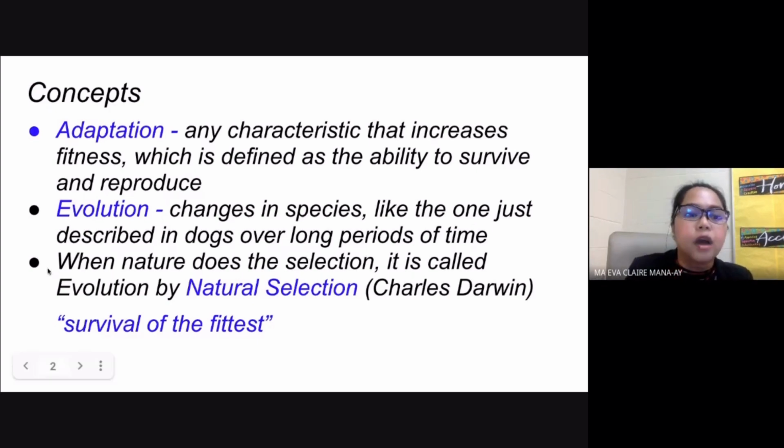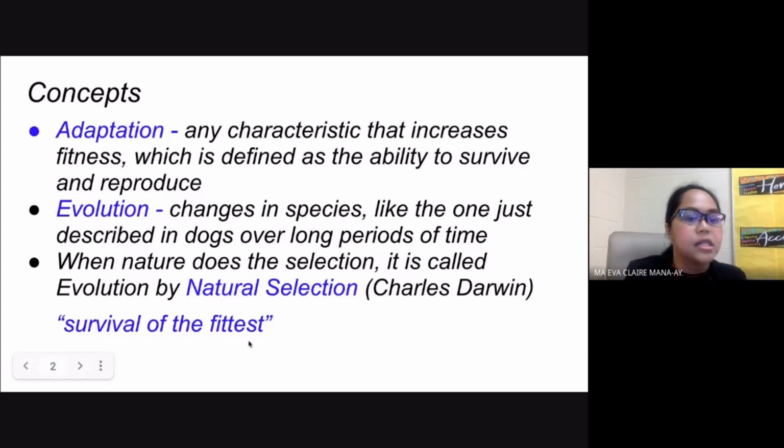Now, the third concept that we have here is the process that we call natural selection. This is a theory from Charles Darwin. We are going to be talking about him today. And this states that when you say natural selection, it is nature. It is the environment that selects whoever among these organisms are going to survive in its environment. Who will survive, who will die. When your nature, when your environment selects the survival of your organisms, then you call it evolution by natural selection.